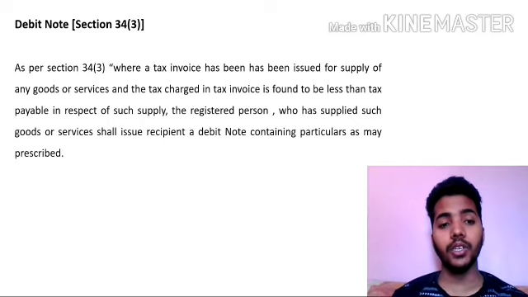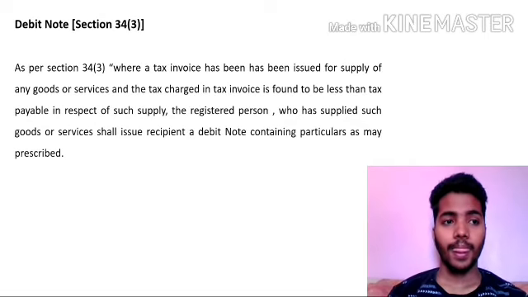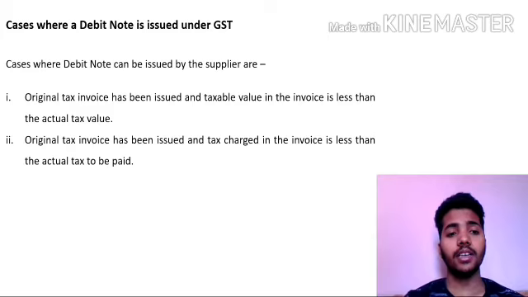So guys, a debit note can be issued by a supplier to the recipient in only two cases: where the tax charged in the tax invoice is found to be less than the tax payable, or where the taxable value is found to be less, so the supplier shall issue a debit note. So guys, here are some cases where a debit note is issued under GST. The cases where a debit note can be issued by the supplier are given below.